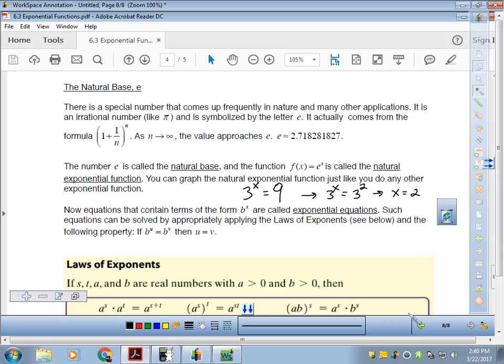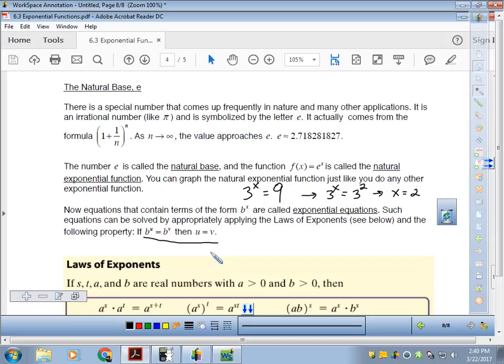And that's what the little property down here says. It says if b raised to the u power equals b raised to the v power, then u has to equal v. So if you have the same base number, then your exponents have to be equal to each other.